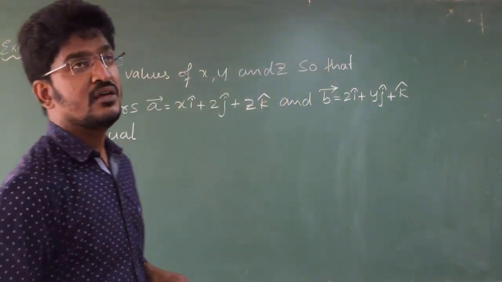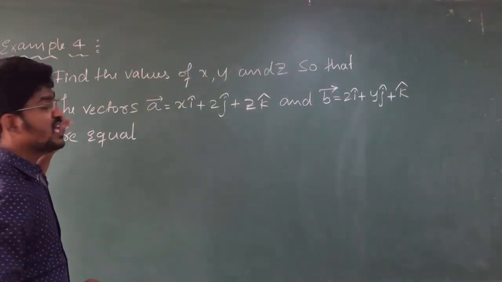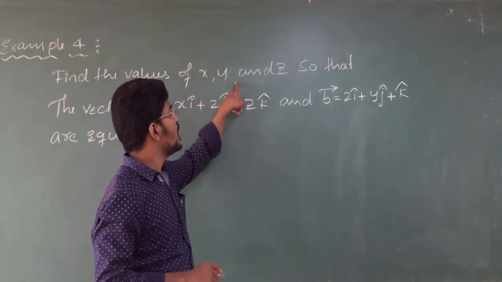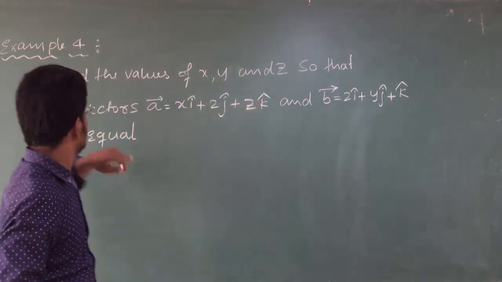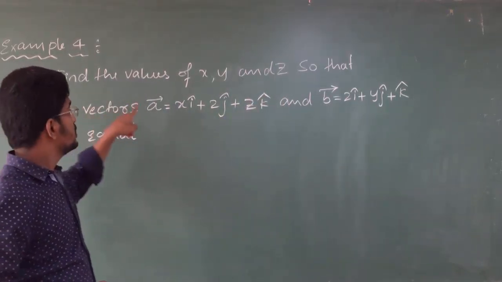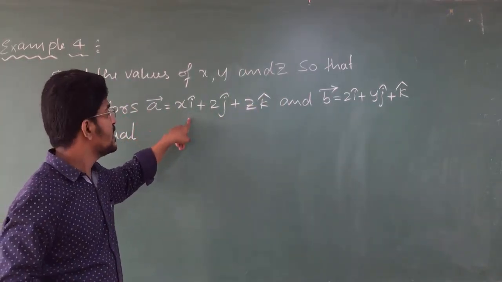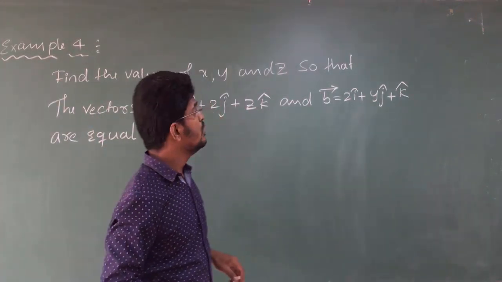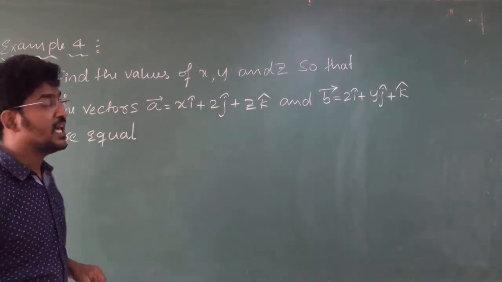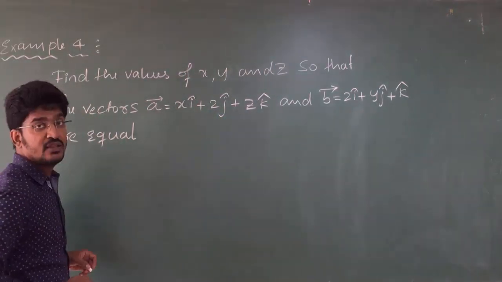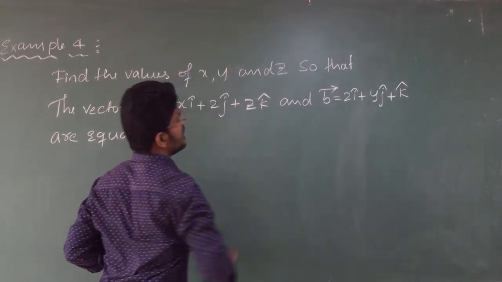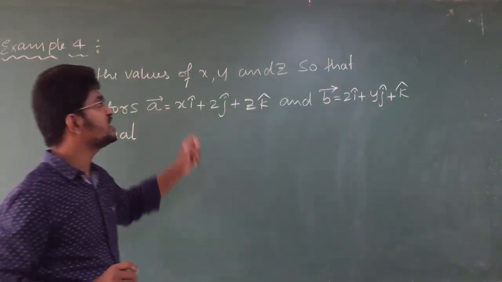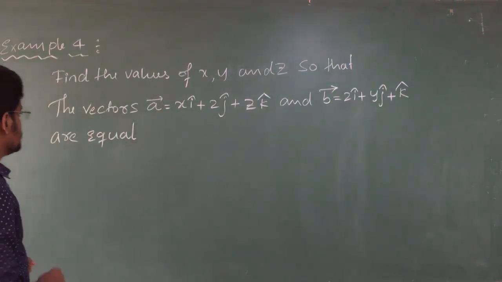In this example 4 they are asking to find the values of x, y and z so that the vector a equal to x i cap plus 2 j cap plus z k cap and vector b equal to 2 i cap plus y j cap plus k cap are equal. That means vector a and vector b are equal. You have to find x, y and z.